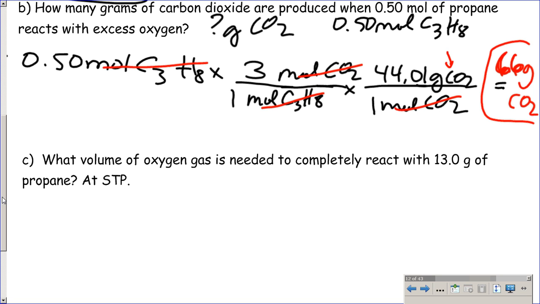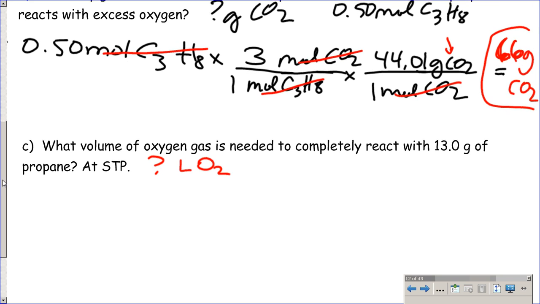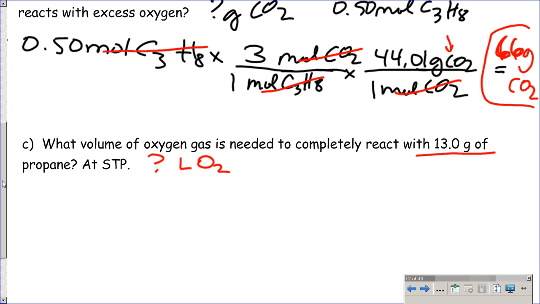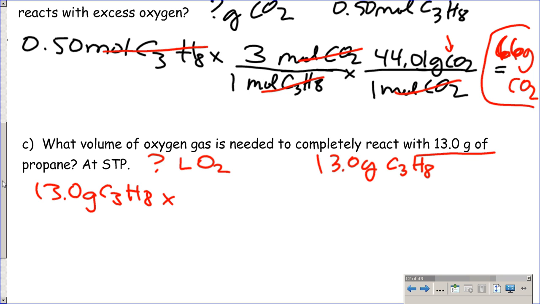Last one, you guys start. You can shout it out if you want to, but tell me exactly what you're writing on your paper. So the question: liters of oxygen. Keep going. I'm starting off with 13.0 grams of propane. Okay, so I'm starting with that. Right, tell me what's next. Get that to moles. What was the molar mass of propane? You wrote it previously.